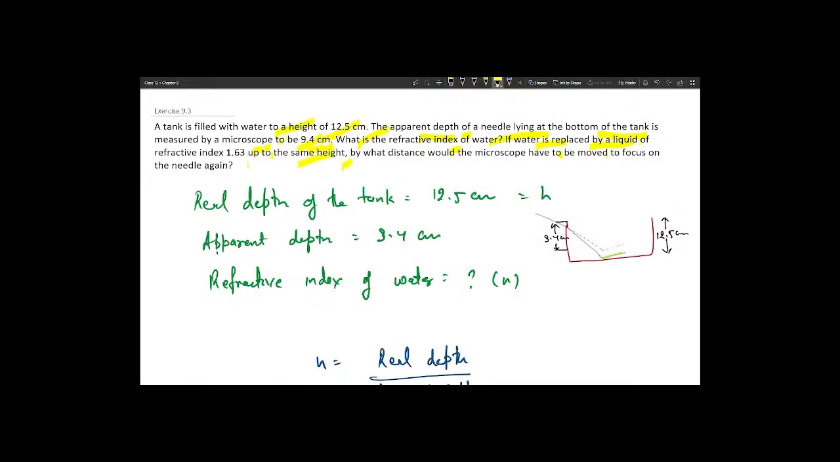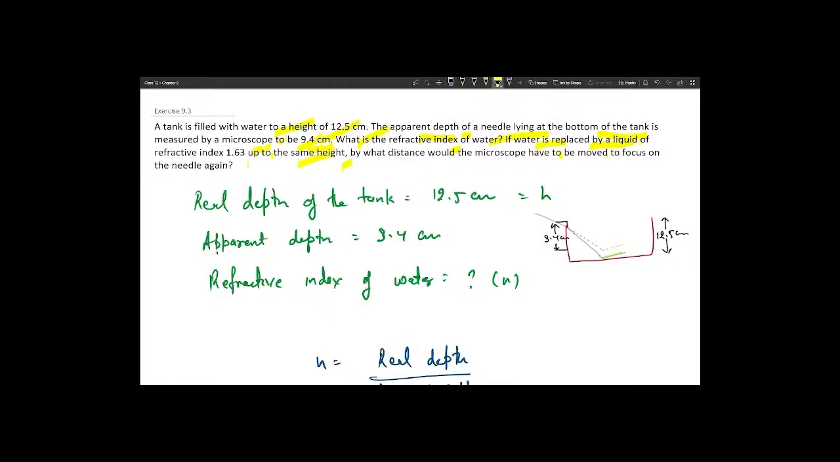This question talks about the apparent depth and the real depth problem. In this question there is a beaker filled with water at first, and the height of the beaker is 12.5 centimeter. At the bottom of the beaker there is a needle, and if you see from the top, the needle appears to be at a depth of 9.4 centimeter. That is the apparent depth of the needle is 9.4 centimeter when the beaker is filled with water. We have to find out the refractive index of water from the given data.